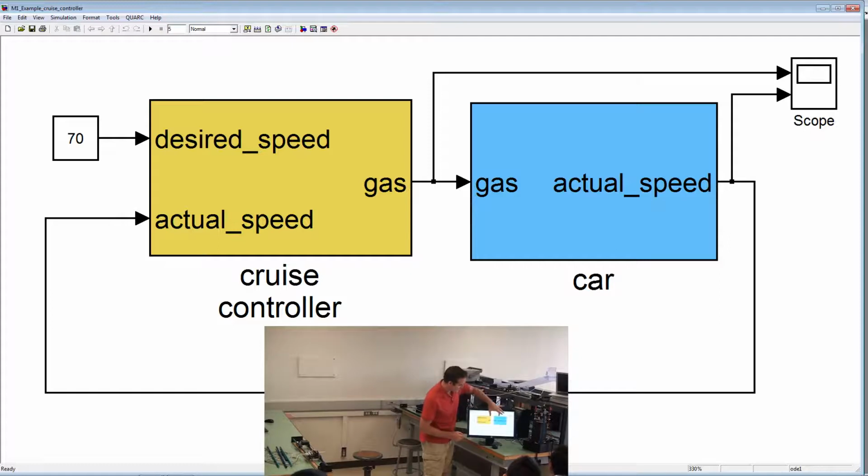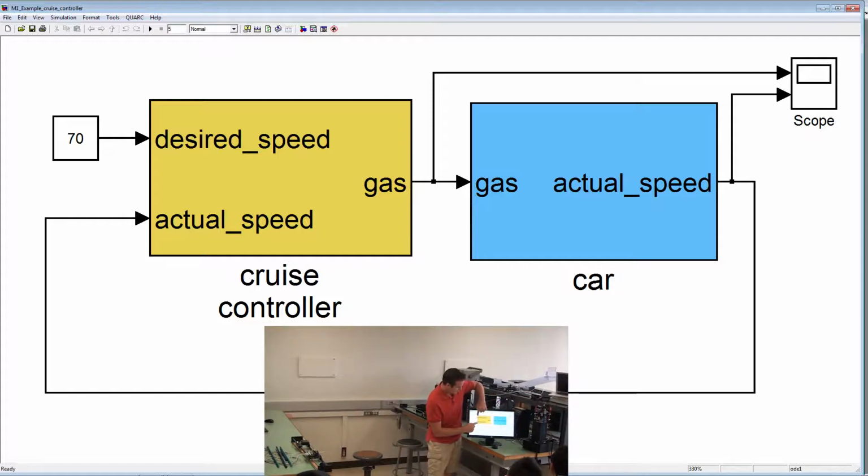Each one of these things is essentially a function like you would write in a programming language. Here's the cruise controller function. Here's the car function. Let me tell you what this is going to do. This cruise controller is going to take two inputs, the desired speed and the actual speed. I've just set the desired speed to 70, like you would do if you were the driver. And the actual speed is going to be read from the output of this car function here. We'll get to that in a second.